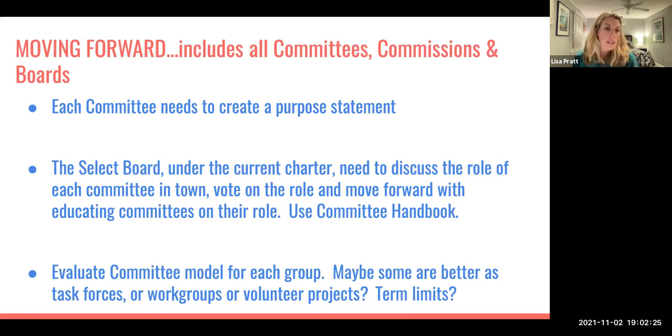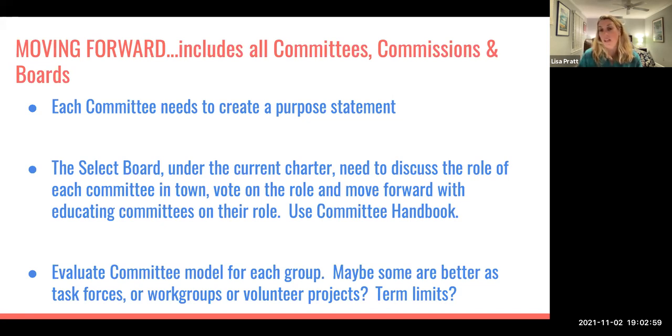The third thing is, moving forward, I think we need to evaluate the committee model for each group. Maybe some committees are better as task forces or work groups or volunteer projects. Maybe initially a committee had a greater purpose, and now it can just work on a few tasks. Maybe it needs to be sunsetted. Maybe it just becomes a group of volunteers that help work on certain things. But I think that opening things up and not working under the committee structure so strictly could be an advantage to us.